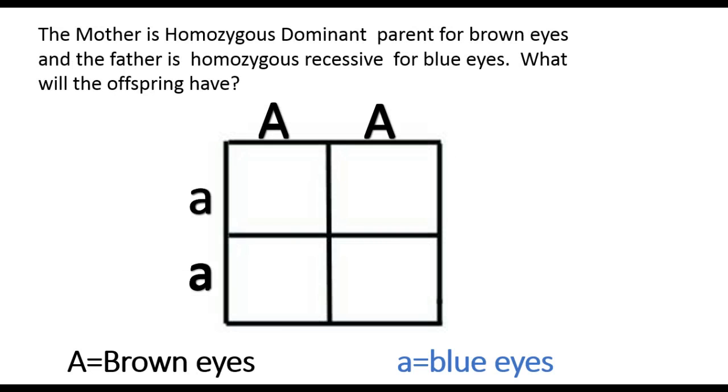It reads, the mother is homozygous, and I'm going to underline or highlight some of these words. The mother is homozygous dominant for brown eyes, and the father is homozygous recessive for blue eyes. What will the offspring have? What do you think? What will be the letters we would write down for homozygous dominant?